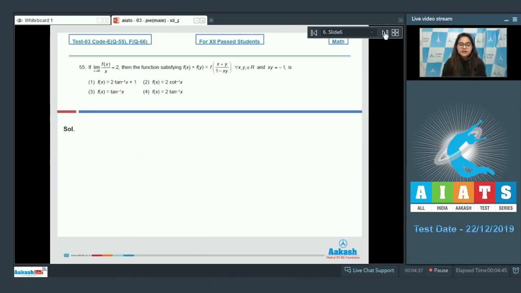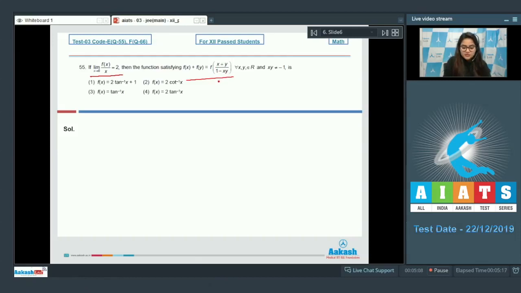Question number 55. Limit x tending to 0, f of x divided by x is equal to 2. Then the function satisfying f of x plus f of y is equal to f of x plus y divided by 1 minus xy, where x and y belong to real numbers and xy cannot be equal to minus 1, is. So see, limit x tending to 0, f of x upon x is equal to 2. And here you can see f of x plus f of y is equal to f of x plus y divided by 1 minus xy.